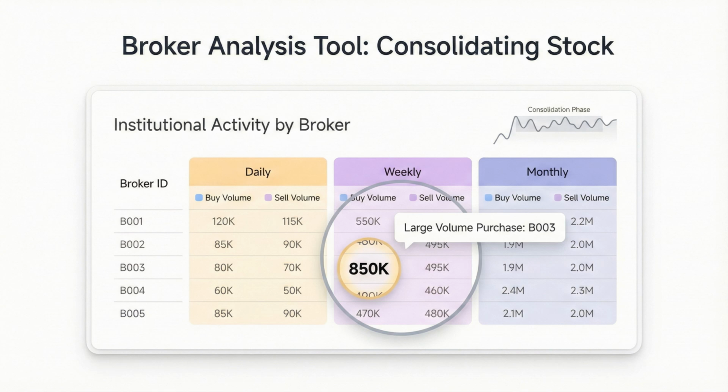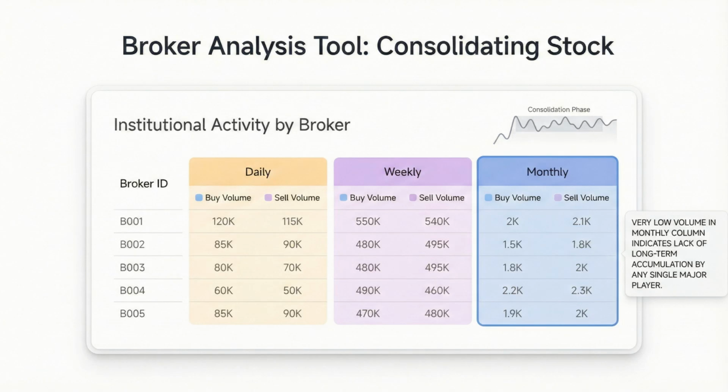Tracking these specific broker activities helps us identify if a major player is quietly accumulating shares, while the stock appears to be just moving sideways. However, if we check the monthly data and see only a few hundred units traded, it tells us there's no significant accumulation by any single player. In consolidating stocks, finding heavy, concentrated buying by specific brokers is key, as it strongly increases the possibility that the stock is preparing for an upward breakout.